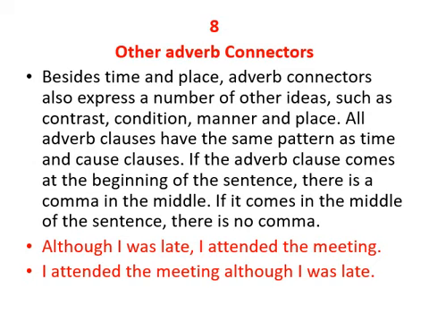دي غلطه معلش. All adverb clauses have the same pattern. نفس التركيبه دي as time and cause clauses. يعني if the adverb comes at the beginning of the sentence there is a comma in the middle. If it comes in the middle of the sentence there is no comma. يعني هقول ايه؟ Although I was late. ده contrast. Although I was late مع اني كنت متأخر، I attended the meeting.